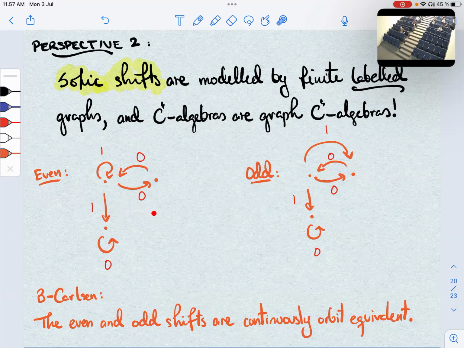So this is a very interesting example from symbolic dynamics. It has its counterpart, the odd shift, which is, as you would guess, between any two ones, you have an odd number of zeros.